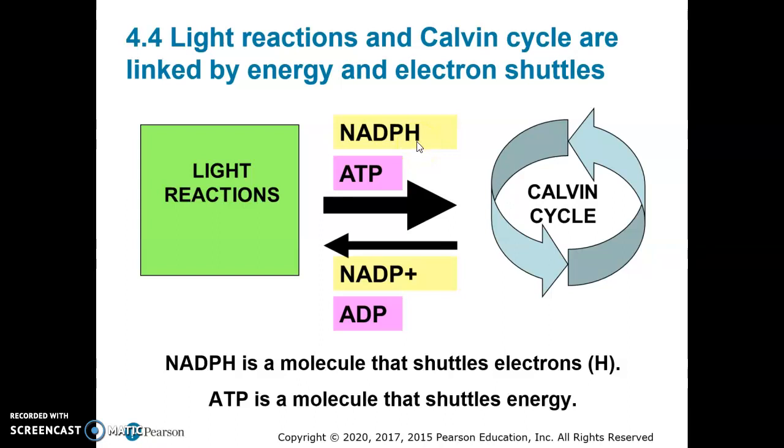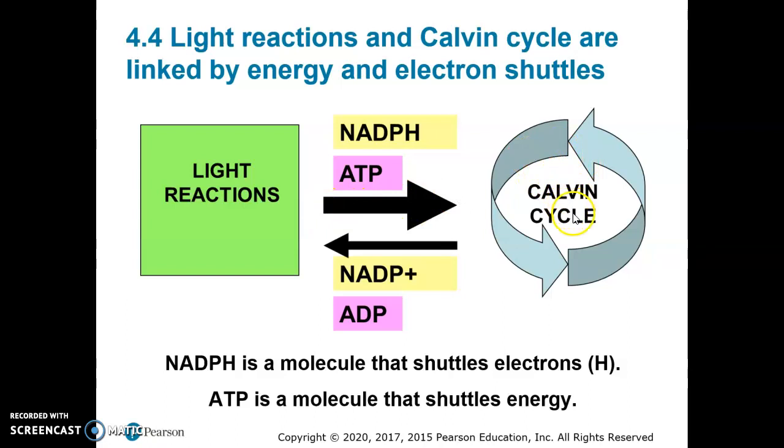Hydrogen is the source of the electrons, but remember, it's all about electrons. Even though the electron is associated with this hydrogen, they still call this an electron carrier. I pick up the hydrogens, carrying them over to the Calvin cycle, dropping them off where the Calvin cycle is building them into sugar, then swing back around and pick up another one.